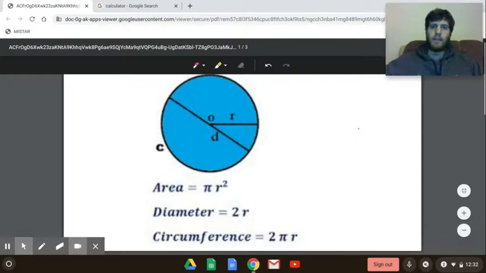All right, hi guys. So we're going to switch gears here for this week, and we're going to start circles. So the first lesson in circles is kind of a review. It's dealing with area and circumference of circles.